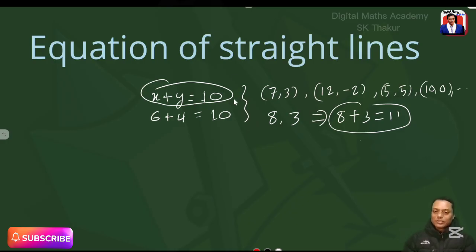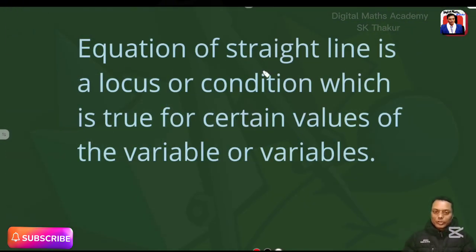So any relation which is true for certain values of x and y is called the equation of a straight line. So we can define it as equation of straight line is a locus or condition which is true for certain values of the variable or variables, because sometimes we will have two variables, three variables also, only one variable also.